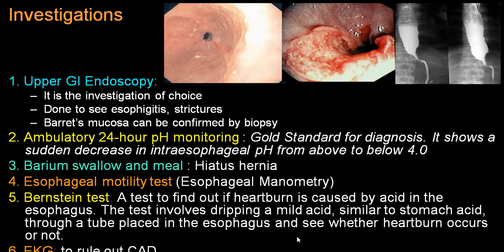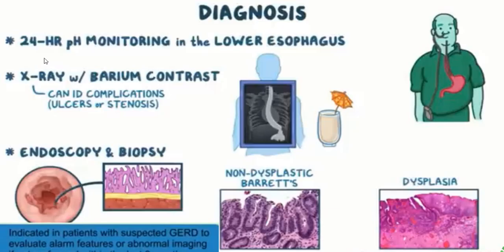ECG is mainly to rule out ischemic heart disease if you are suspecting a coronary artery disease in a person with a retrosternal chest pain, because it is a close differential diagnosis of GERD. So 24 hours pH monitoring, X-ray, barium meal, endoscopy and biopsy. Biopsy will be very, very helpful to rule out Barrett esophagus and also to find out if there is any chance of adenocarcinoma.